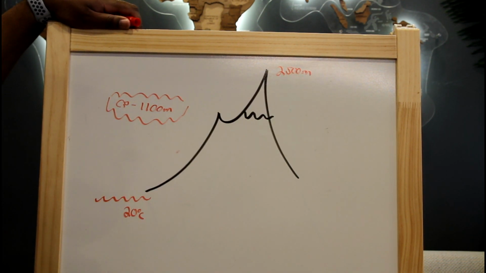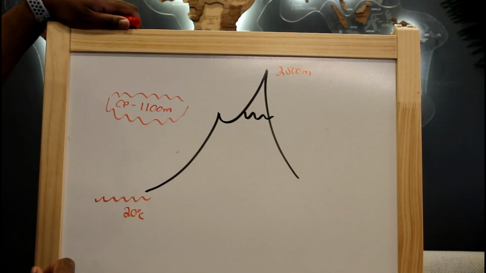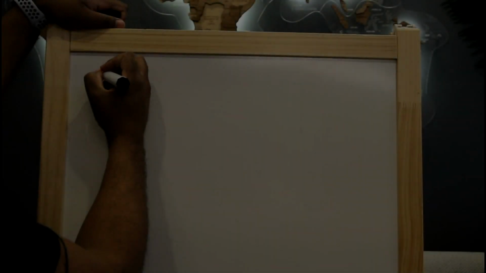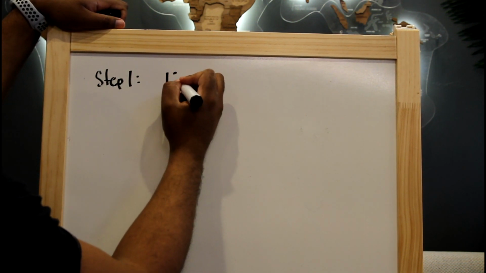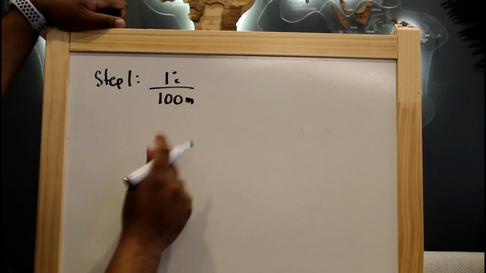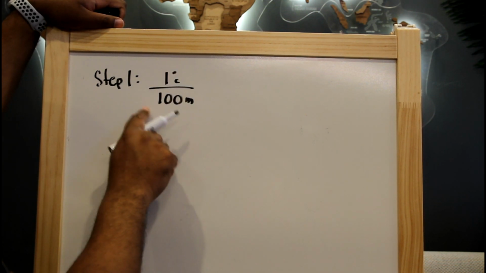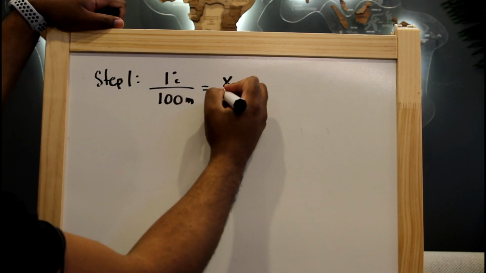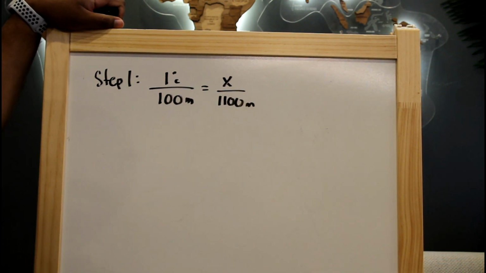was 2,500 meters. So now that I have everything in front of me visually, I can actually complete this calculation. It'll be a little bit easier for me to understand. So let's get started with the first step. Okay, so for step 1, what I'm going to do is put 1 degree Celsius over 100 meters. And the 1 degree Celsius represents the amount of temperature that I'm going to lose, and the 100 meters represents the interval of that temperature loss. We're going to put an equal sign. We're going to put X over my condensation point height, which is 1,100 meters. So that is step 1.